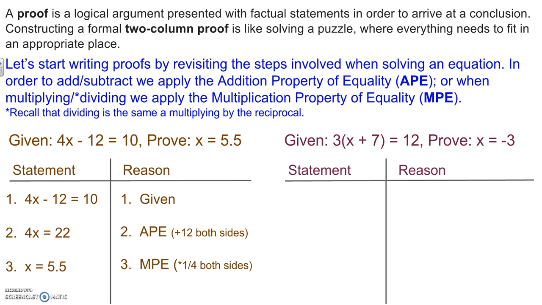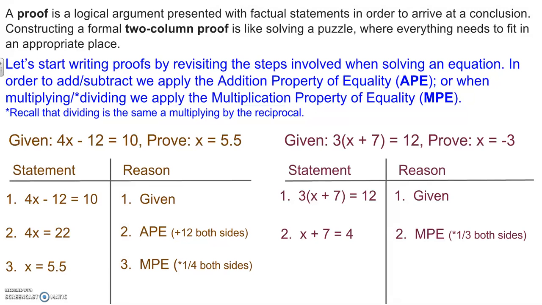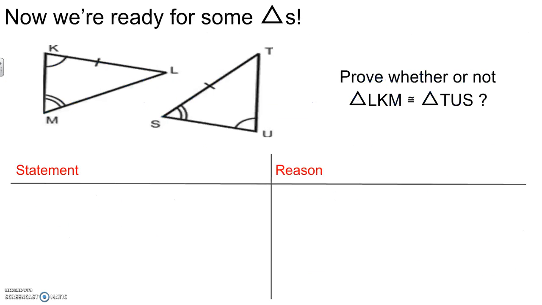Okay, so we're back here. We started with our equation, 3 quantity x + 7 = 12, which is a given piece of information. After that, our first step would be to divide by 3 or multiply by 1/3. So that's our multiplication property of equality. And then the last step here would be to subtract 7, and that's our addition property of equality. So we see that this proof simplifies the idea that as long as we have all our evidence on one side and our reasons on the other, we've completed our proof.